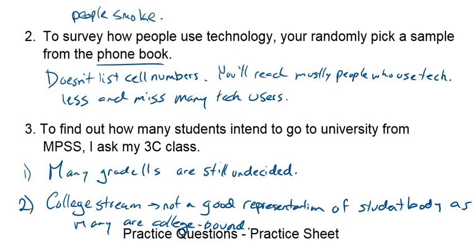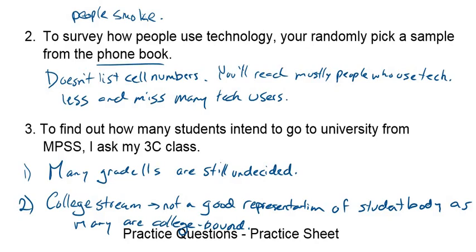The second problem is that if we're looking just at our 3C class, it's the college stream. So there's a lot of people who are going to college. There might be some people going to university, some going to apprenticeships or the workplace. But realistically, we have a large group of people planning on going to college, so it's going to throw off our results. It doesn't represent the whole population of McKinnon Park Secondary School. If we ask the whole grade 11 class, it might give us a better representation. But if we're just asking your college class, it's giving us somewhat skewed results. So it's not going to give us a lot of accuracy.